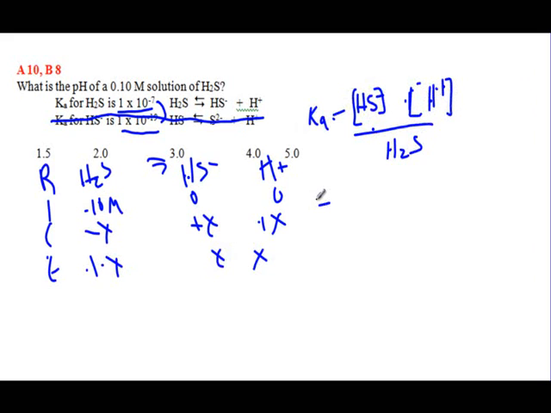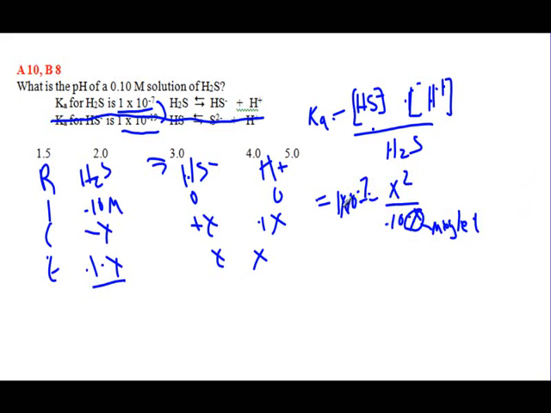And so I know my Ka is going to be 1 times 10 to the minus 7, which is equal to HS minus, which is X, and my H plus is X, so that's X squared, over my concentration of H2S, which is 0.10 minus X. And we just said this is so tiny we can certainly neglect this.